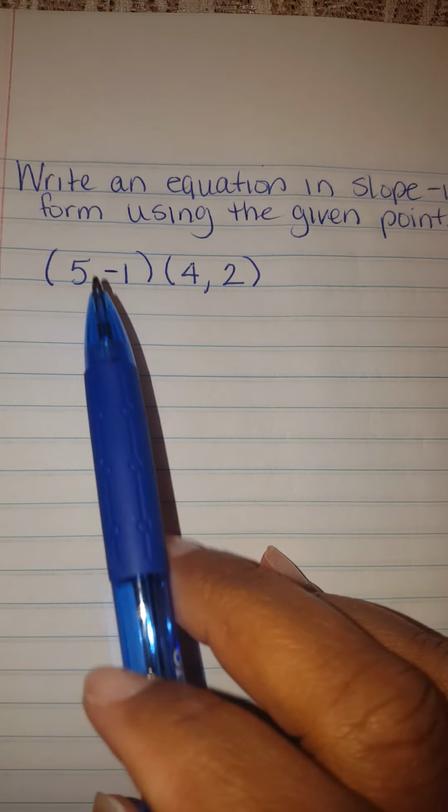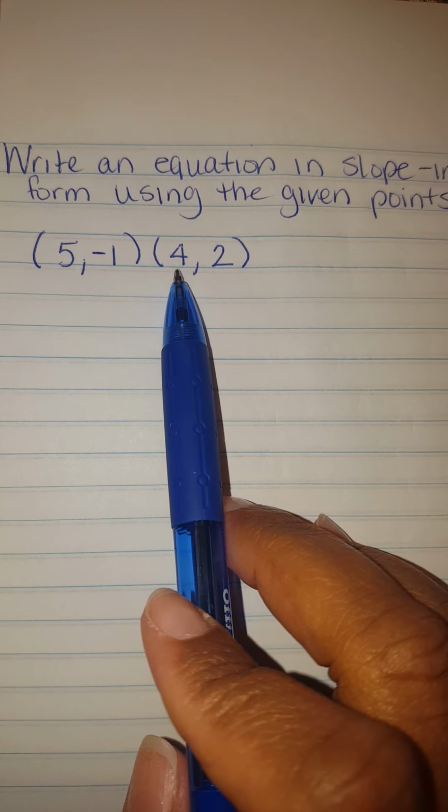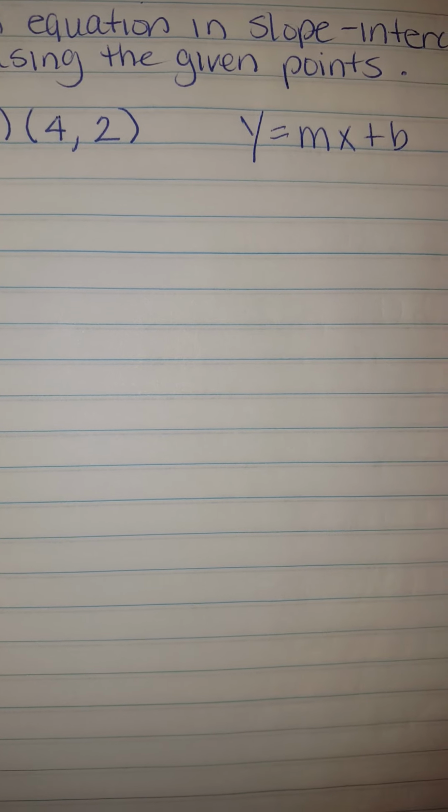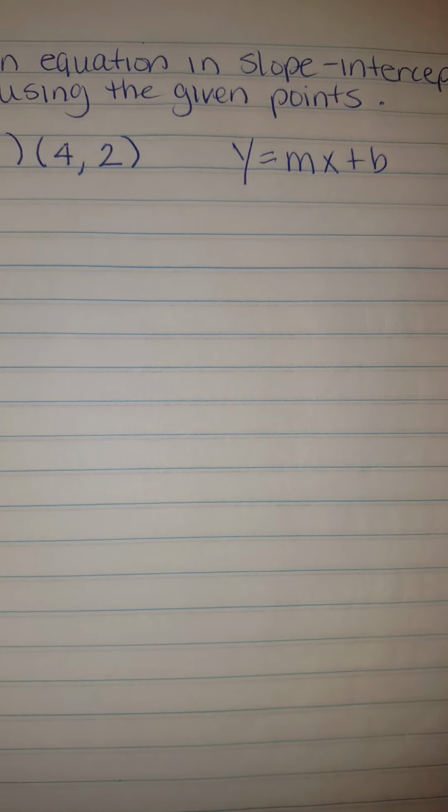So we're going to write an equation in slope-intercept form using the given points. And our points are (5, -1) and (4, 2). So remember, in order to write an equation in slope-intercept form, you need two things. You need the slope and the y-intercept. Well, we're not given either, but we're given enough information with this pair of points to find everything that we need. So this is our equation that our answer has to be in.